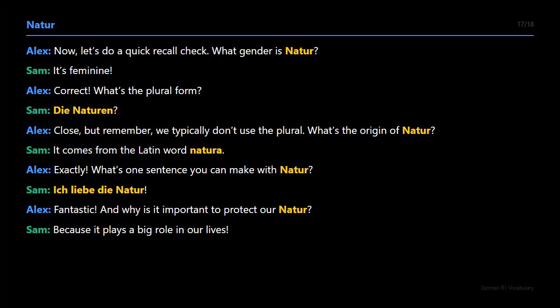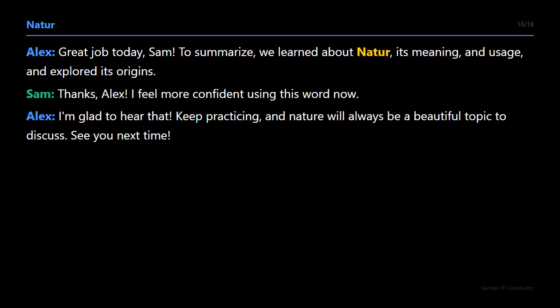Exactly. What's one sentence you can make with Natur? Ich liebe die Natur. Fantastic. And why is it important to protect our Natur? Because it plays a big role in our lives. Great job today, Sam. To summarize, we learned about Natur, its meaning and usage and explored its origins.